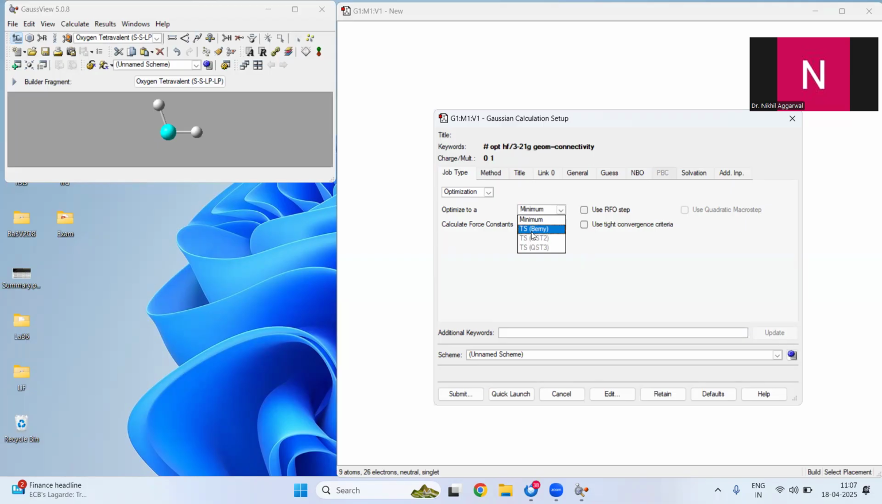Participants, our objective is to optimize the molecular structure to its minimum energy or to a transition state. Exactly, to a minimum energy. So I'll select the minimum. Please click on the minimum.